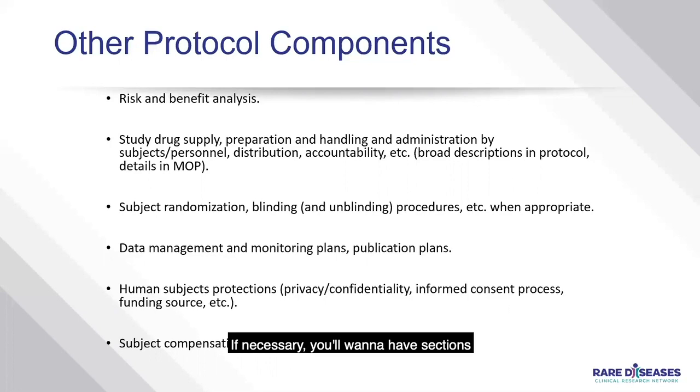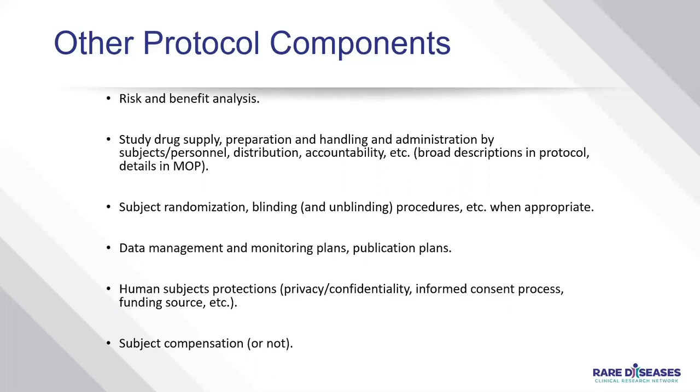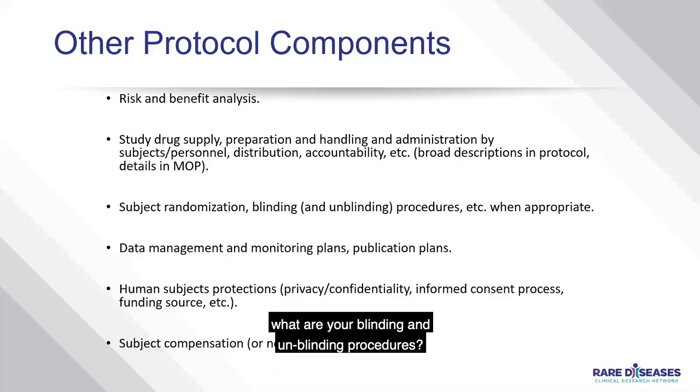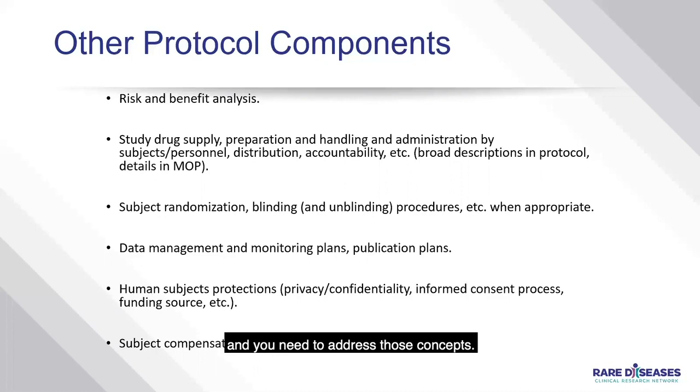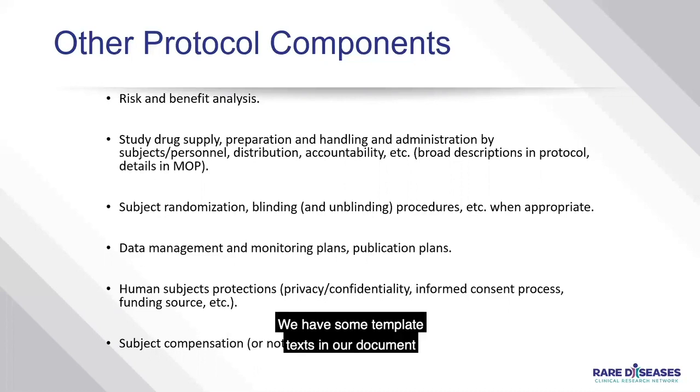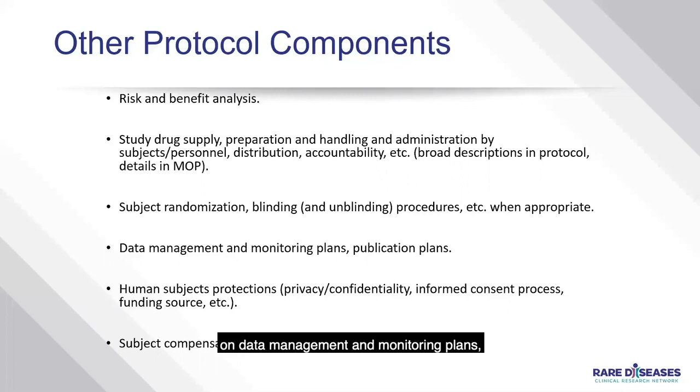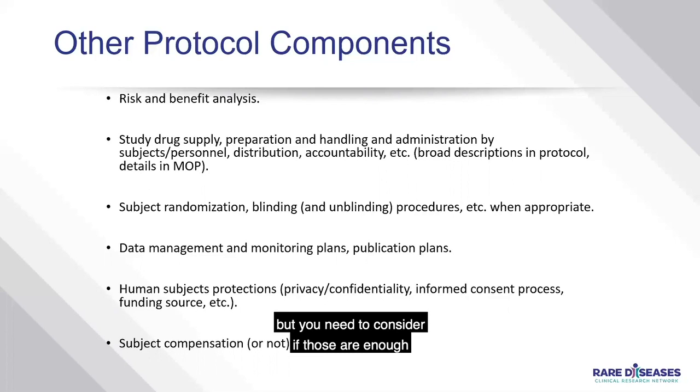If necessary, you'll want to have sections on how subjects will be randomized, and what your blinding and unblinding procedures are, if you're going to have a study drug or device and you need to address those concepts. We have some template text in our document on data management and monitoring plans, but you need to consider if those are enough for what your study requires. Also provide some text on publication plans, so that's clear as well.